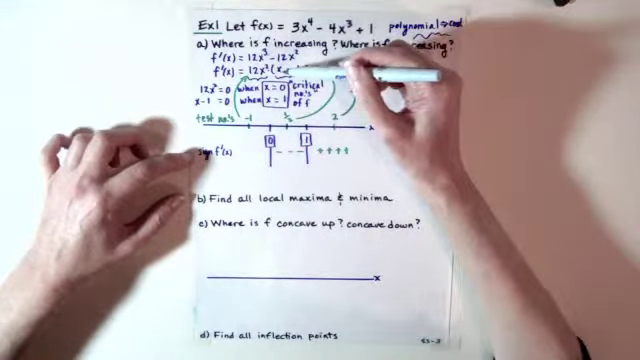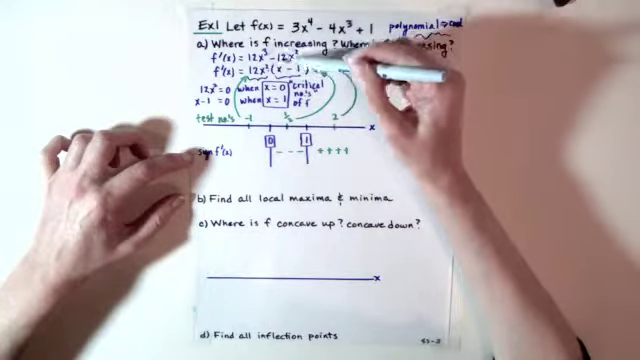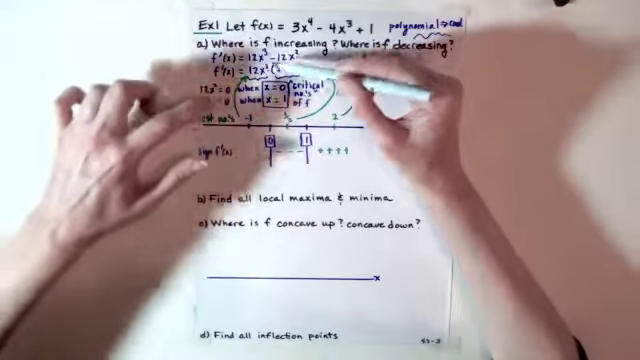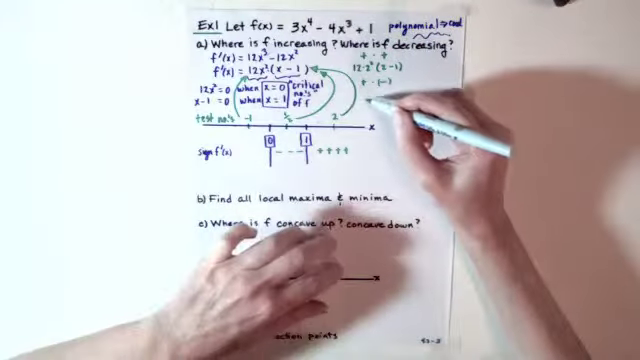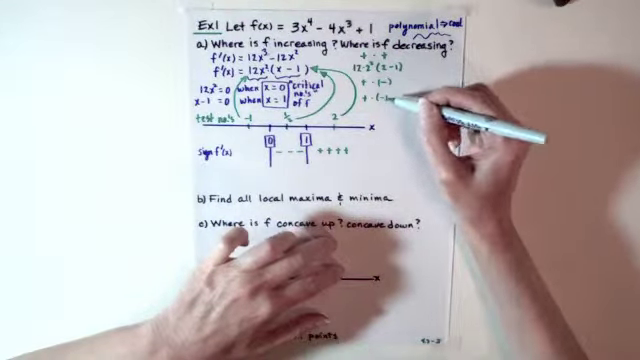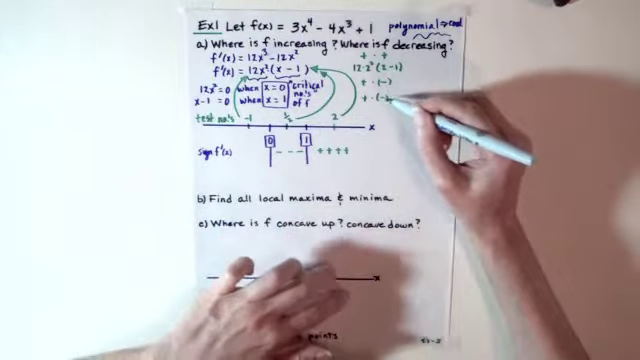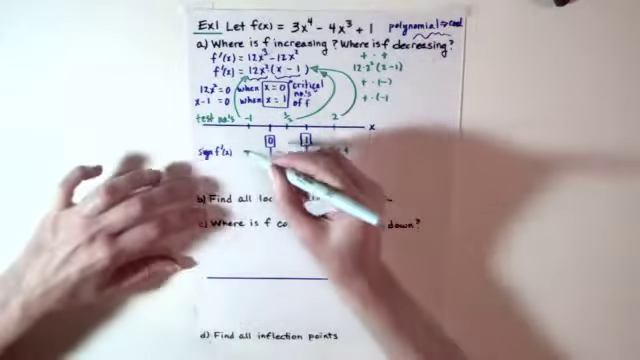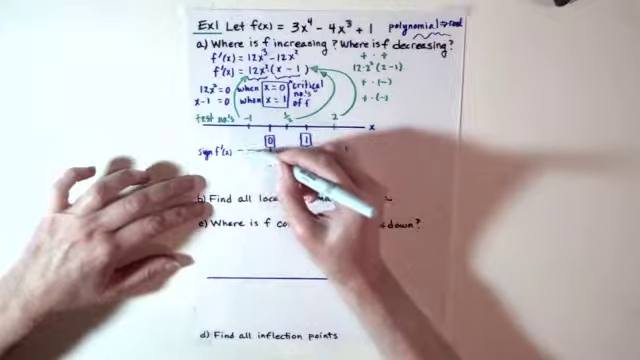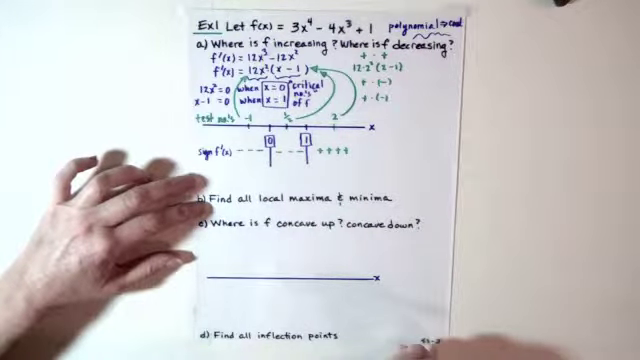And when I plug -1 into this factor, well, it's -1 minus 1. That's going to be negative. So I have a positive factor times a negative factor again, and that means I'm going to end up getting an overall negative product. So f prime stays negative to the left of 0.